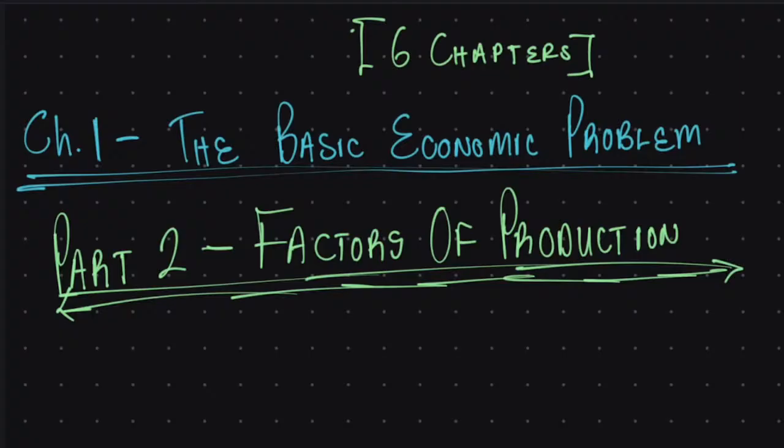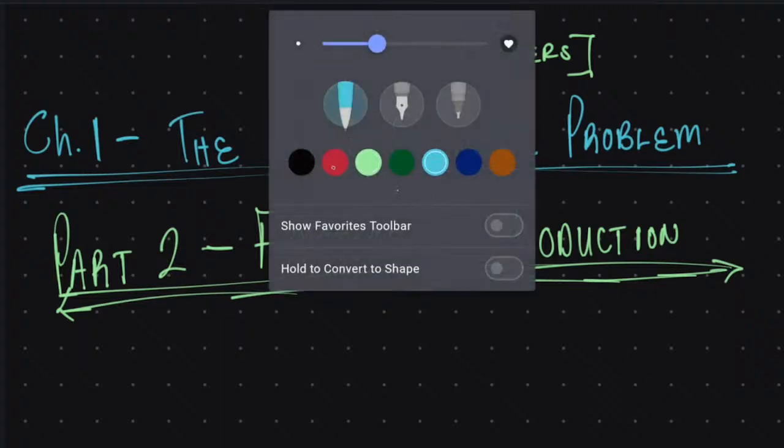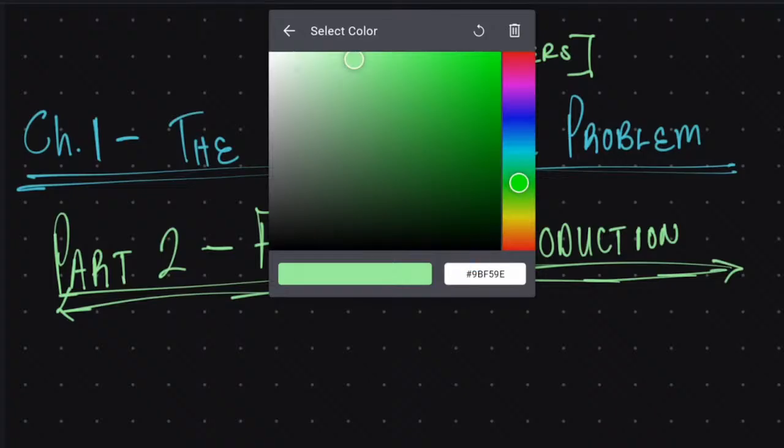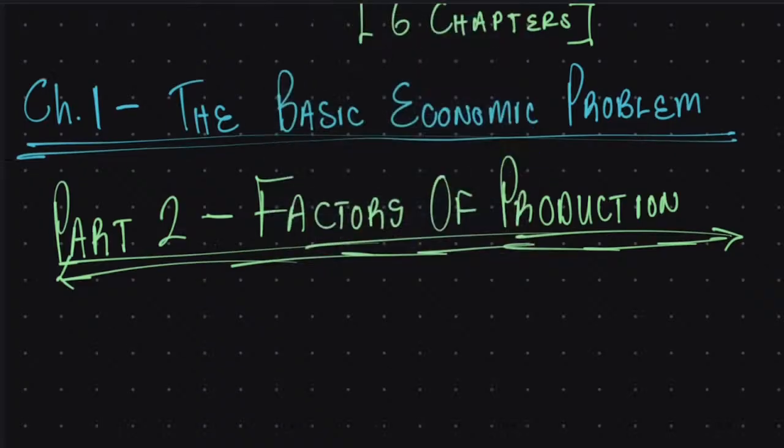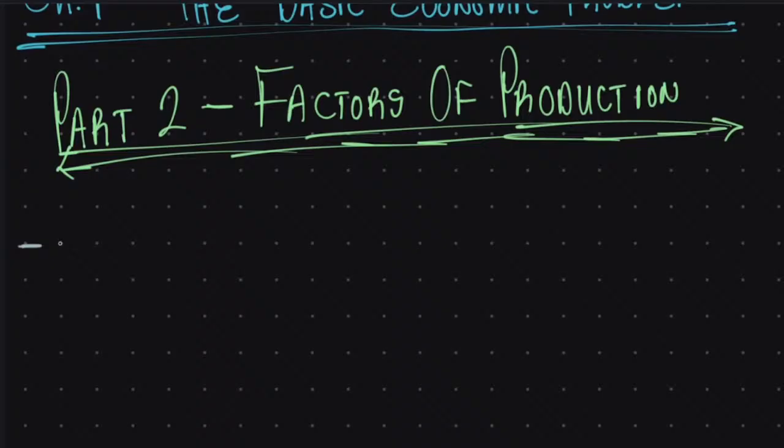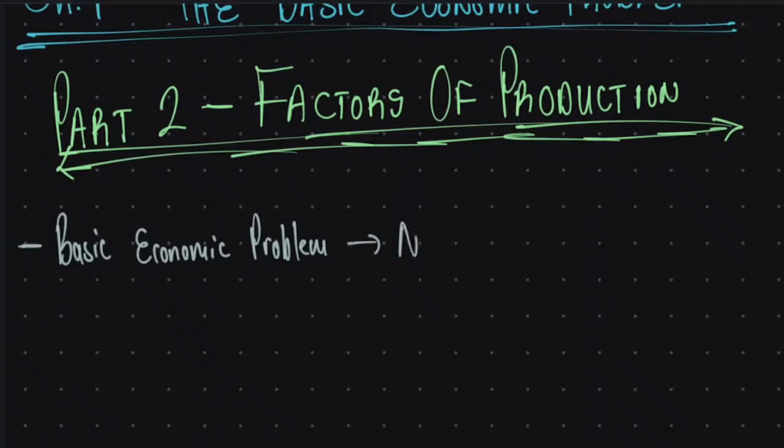Right, factors of production. So Alex, last time what we said is that we have the basic economic problem. Remember that it states that you have unlimited wants, but you have limited resources. Alex, the basic economic problem, what does it state? It states that needs and wants of human beings are unlimited, right?